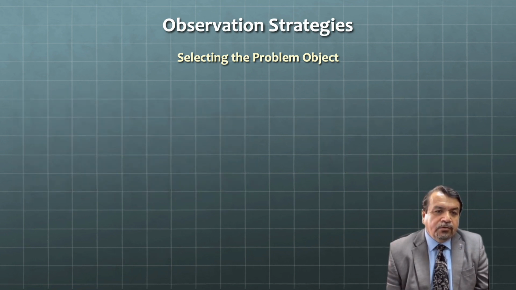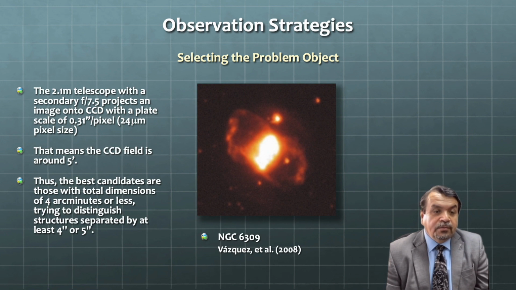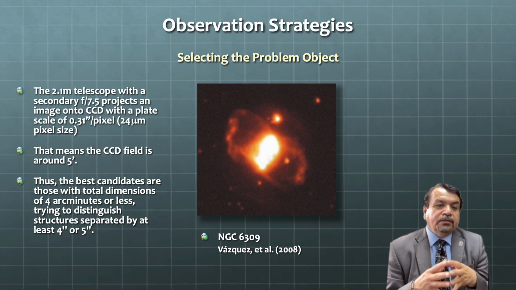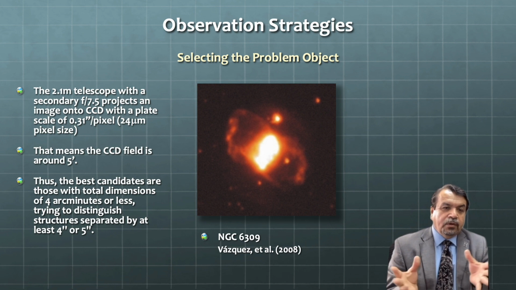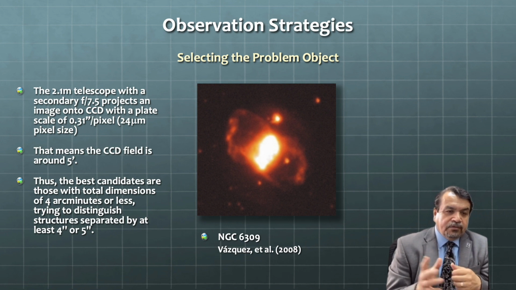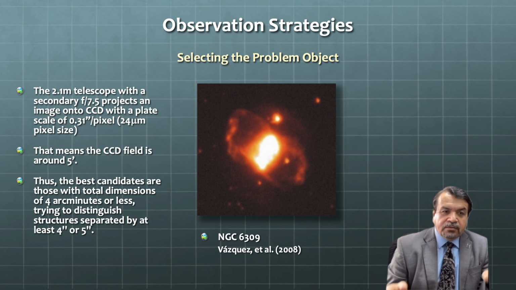Let's recall that we utilized the Mezcal on the 2.1 meter telescope when employing the f/7.5 secondary mirror. So this, for the CCD, for example, with a pixel size of 24 microns, projects an image of 0.31 arcseconds onto the sensor in each and every minuscule pixel. That signifies then that the complete field of 1024 pixels takes approximately 5 arcminutes.